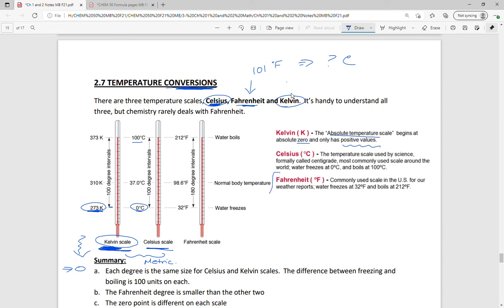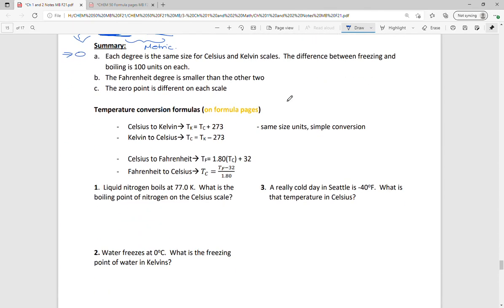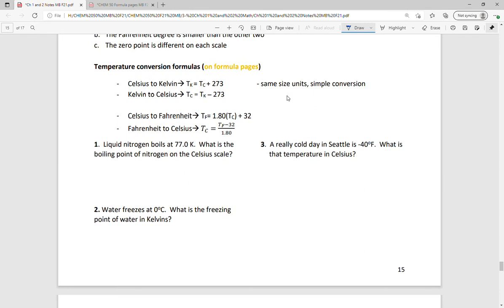If we go to the imperial measurement scale, the Fahrenheit, they have smaller degrees. A degree Fahrenheit is a fraction of a degree Celsius, which makes things a little bit complicated and makes our conversion a little bit different. There's lots of information out there about the evolution of these temperature scales, but we're going to move on and take a look at how you could convert. These conversions are on your formula pages, so there's no need to memorize them.